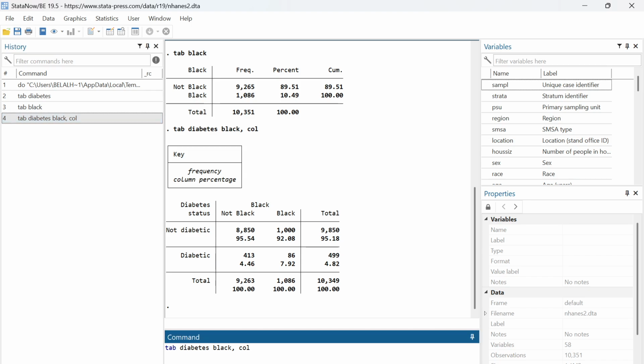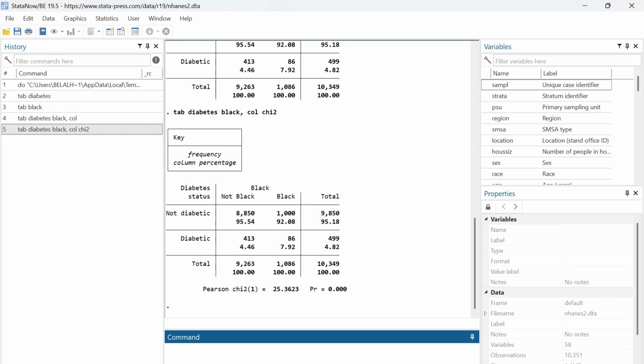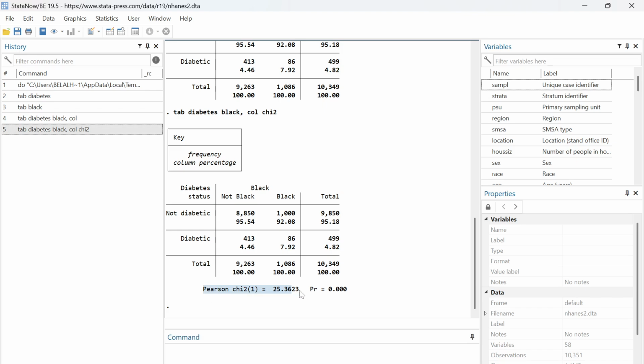Now, in addition to the column percentages, I am giving an option chi-square or chi2, and it gives you the formal testing of chi-square. Whether they are significantly different from one another, like diabetes and black, is confirmed by this, right? So the Pearson chi-square test statistic is 25, but the probability is 0.000, which is less than 0.05, and even 0.001, right?